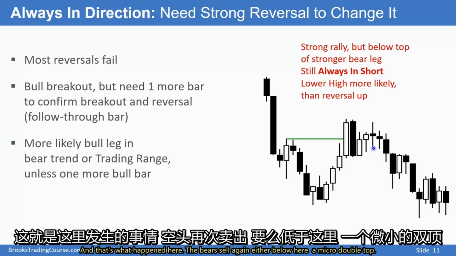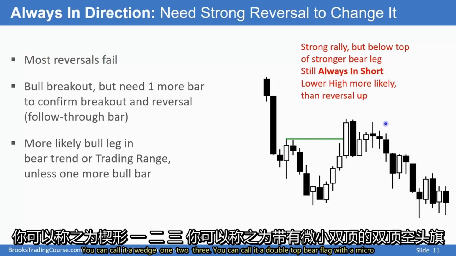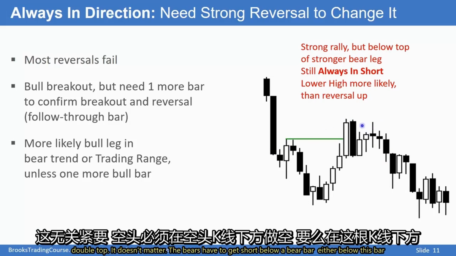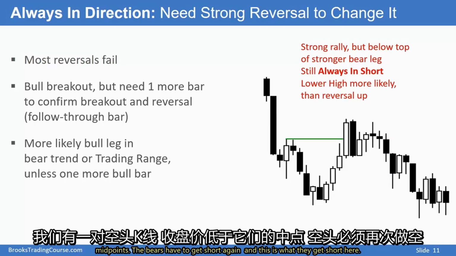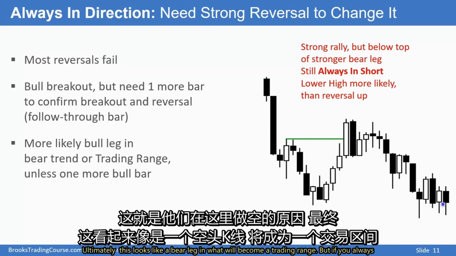And that's what happened here. The bears sell again, either below here, a micro double top. You can call it a wedge, 1, 2, 3. You can call it a double top bear flag with a micro double top. Doesn't matter. The bears have to get short below a bear bar, either below this bar or below this bar. And here, the bulls gave up. We have a pair of bear bars closing below their midpoints. The bears have to get short again, and this is where they got short here. Ultimately, this looks like a bear leg in what will become a trading range.